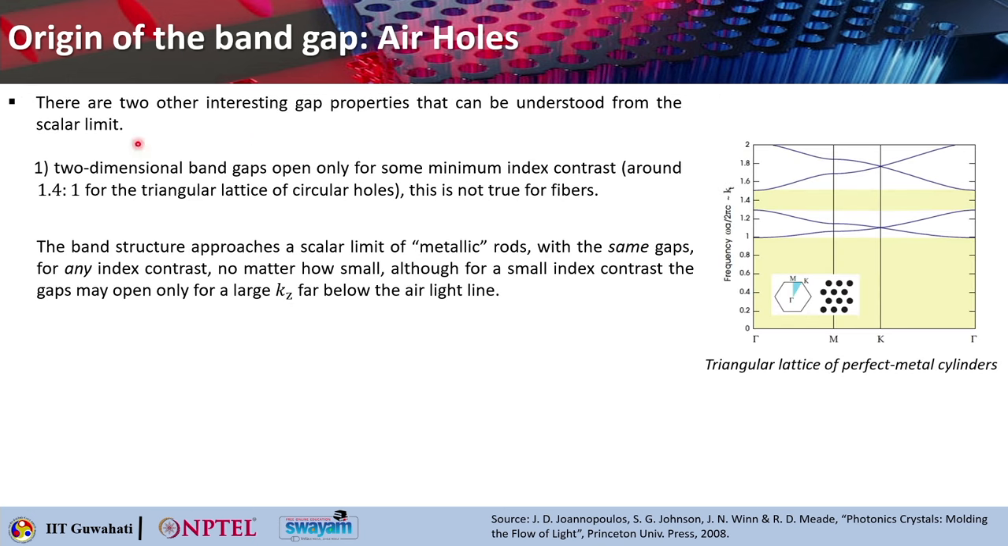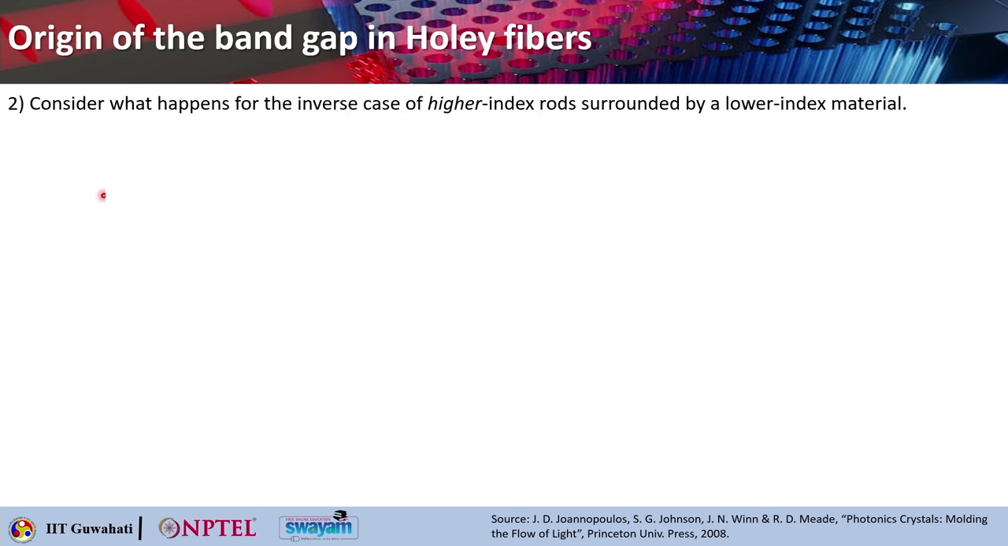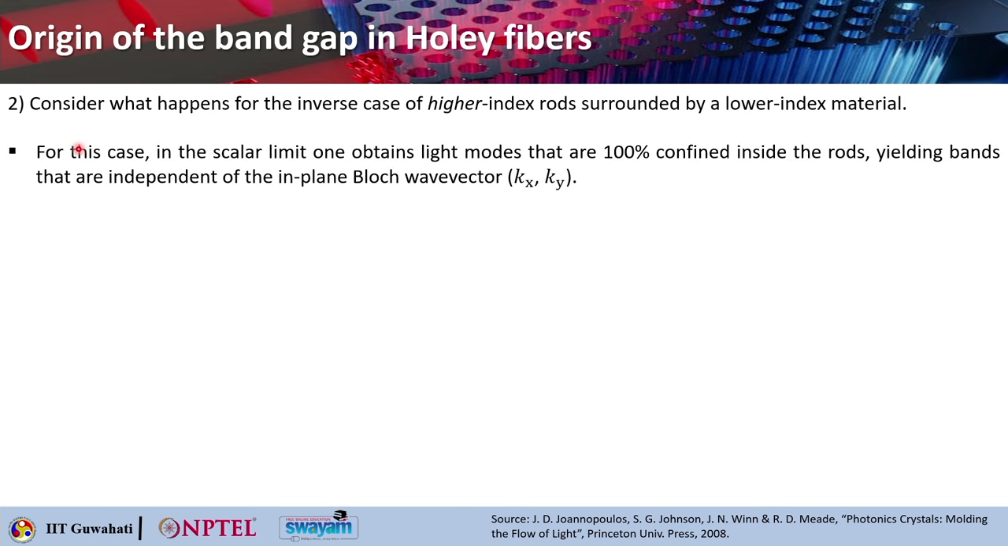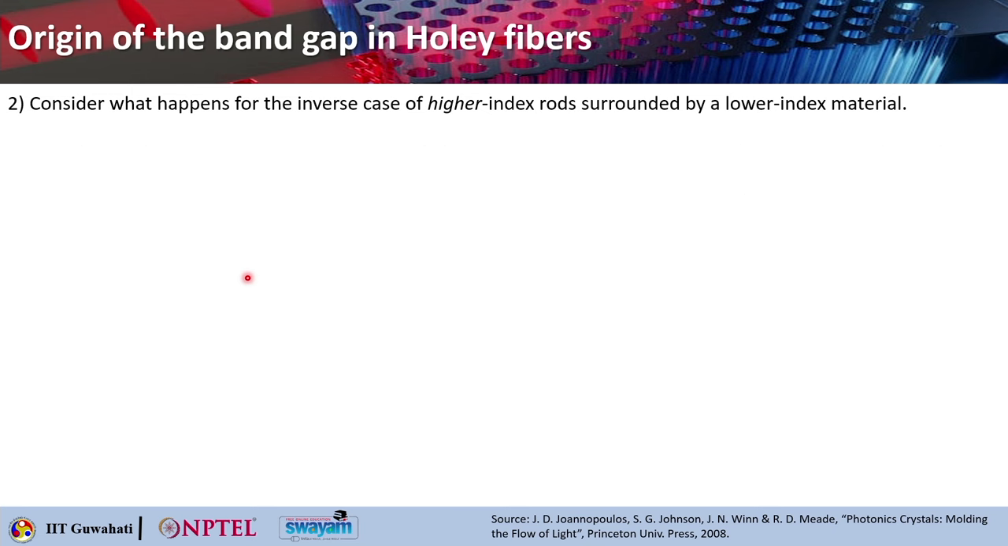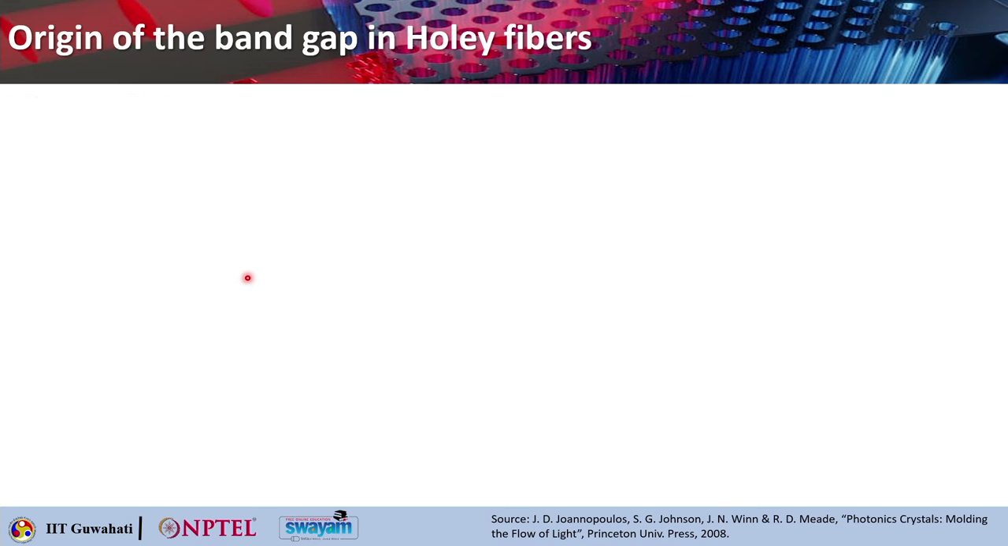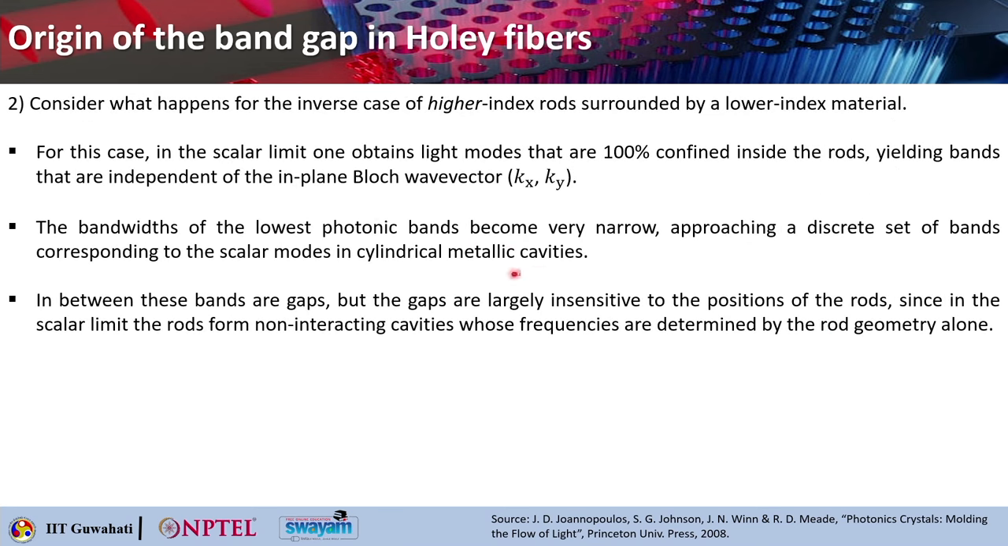And the second important point: there are two important gap properties, as I mentioned. The first one is shown here. The second is to consider what happens for the inverse case of higher index rods surrounded by lower index material. In the scalar limit, the light modes will be 100% confined inside the rods themselves, yielding bands which are independent of the in-plane Bloch wave vector, that is kx and ky. And the bandwidth of the lowest photonic bands becomes very narrow, approaching a discrete set of bands corresponding to the scalar modes of cylindrical metal cavities. So that is the inverse of the previous structure.